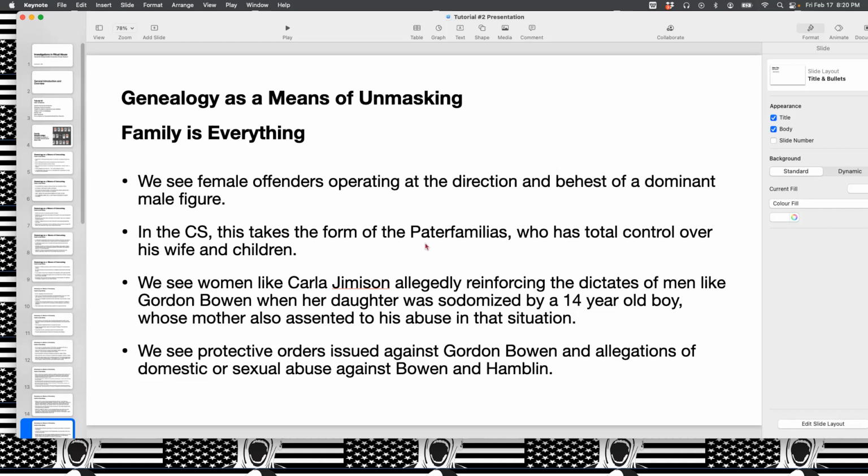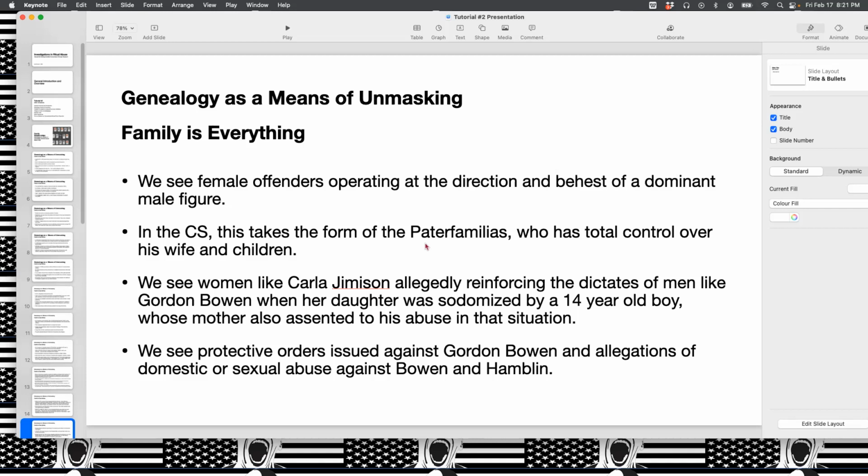Gordon Bowen just told her, when she spoke, to shut her whoring mouth. So you've got a mother who is assenting to the abuse of her child in that situation, but the dominant person, the one directing the action, is a male in that case, allegedly Gordon Bowen. And then you've got a 14-year-old boy whose parents would have been present and who would have assented to his abuse in that situation as well, within the same dynamic.